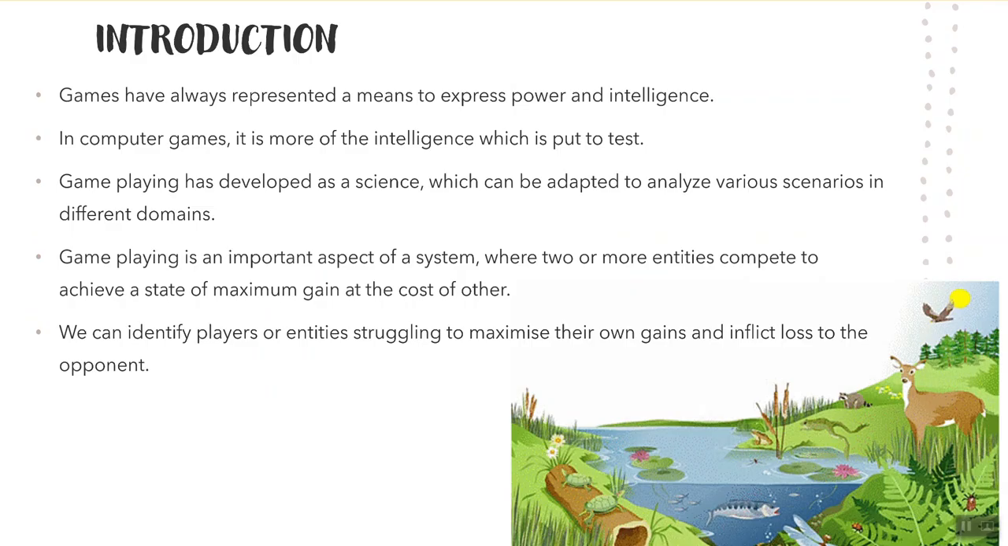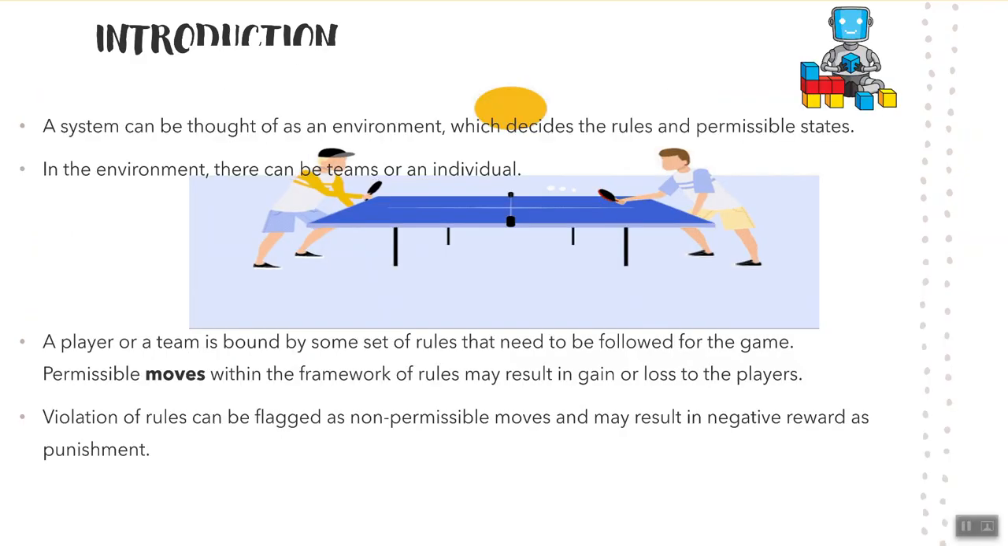Game playing is an important aspect of a system where two or more entities compete to achieve a state of maximum gain at the cost of the other. We can identify players or entities struggling to maximize their own gains and inflict loss on the opponent. Now look at this one part of the example. A system can be thought of as an environment which decides the rules and permissible states. Isn't it? For any kind of game, there will be different types of rules which we have to follow, and different kinds of states. Okay, permissible states.